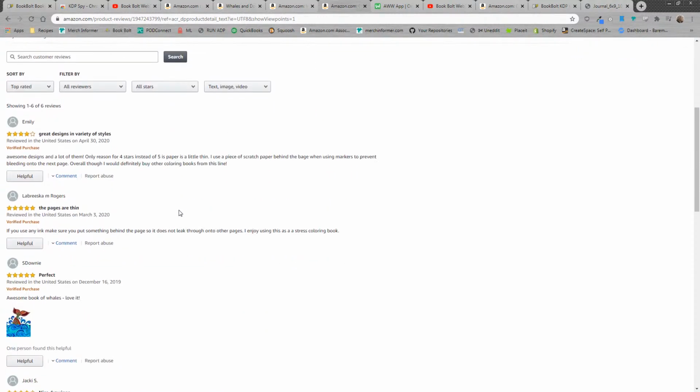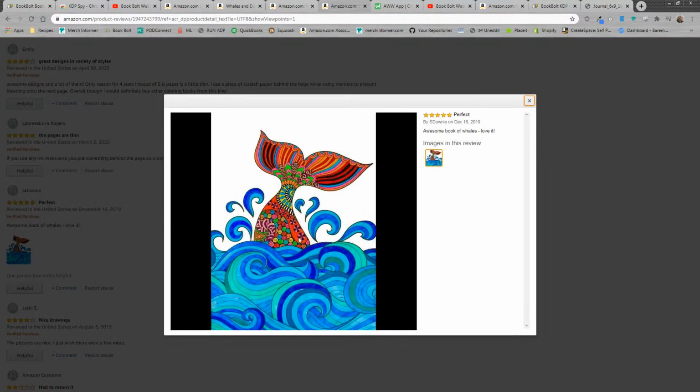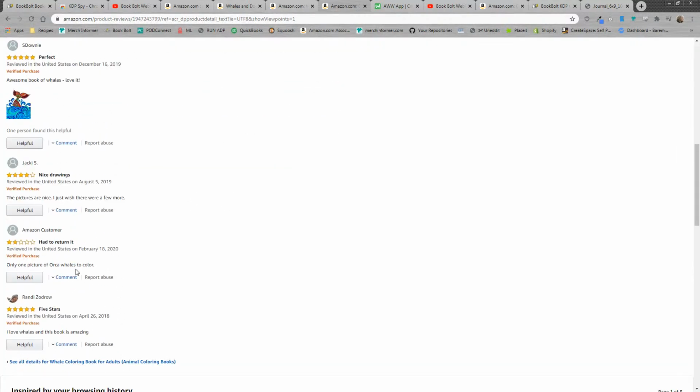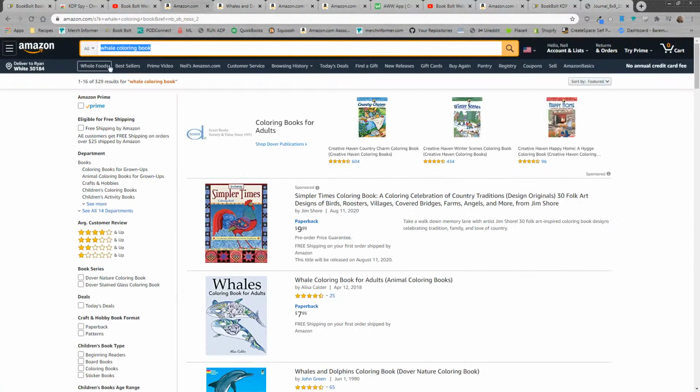What else do we have here? Notice how these are verified purchases. People are buying this stuff. Here's an image. All right, this person colored it in. Looks awesome. These are all verified images. So, images, verified reviews. That tells you people are buying this stuff. And if you go back here, there's only a couple hundred products.